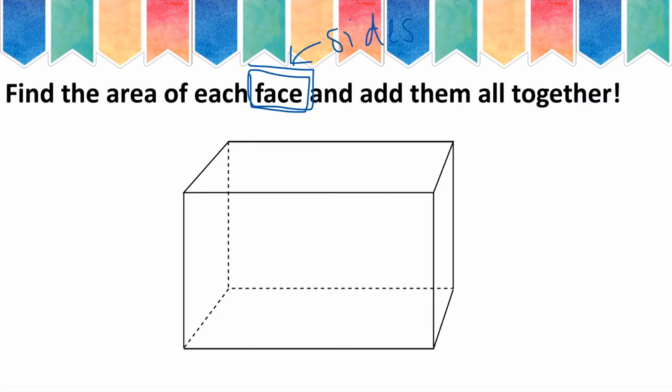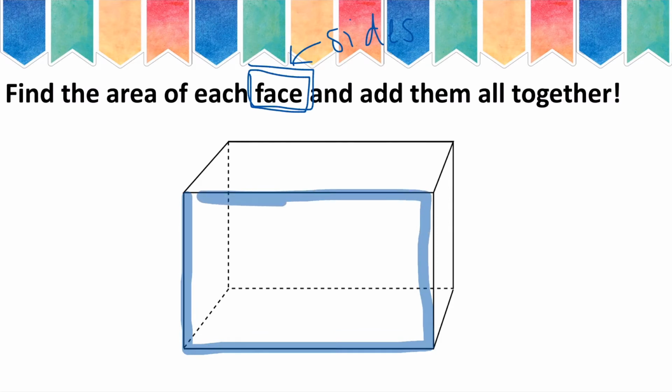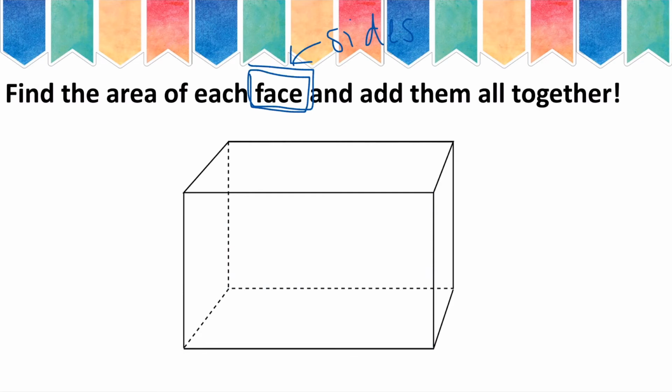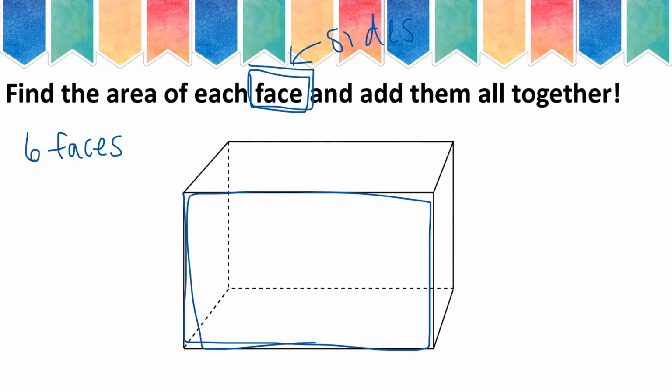Okay, so for example, in this rectangular prism, if I highlight this whole front part, that is one side. And in a rectangular prism, there are a total of 6 faces, or 6 sides. There is a front, a back, a top, a bottom, a left, and a right. So again, a rectangular prism has 6 faces. And each of these 6 faces is a rectangle.